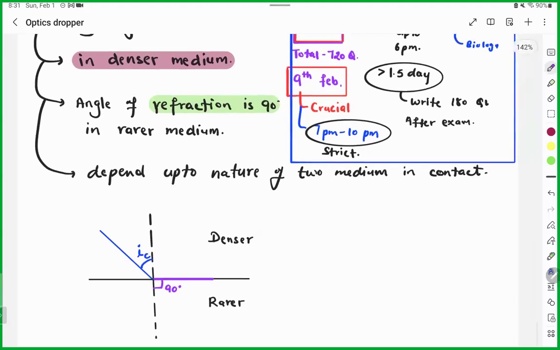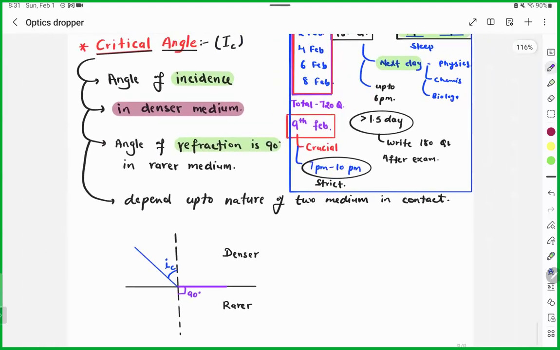Same thing is explained in the definition, and exactly the same thing we said in the diagram. Angle of incidence where angle of refraction is 90 degree, from denser medium to rarer medium. I'm naming this medium 2 and this medium 1. If this is medium 2, then here the refractive index will be nu 2. Here the refractive index will be nu 1.